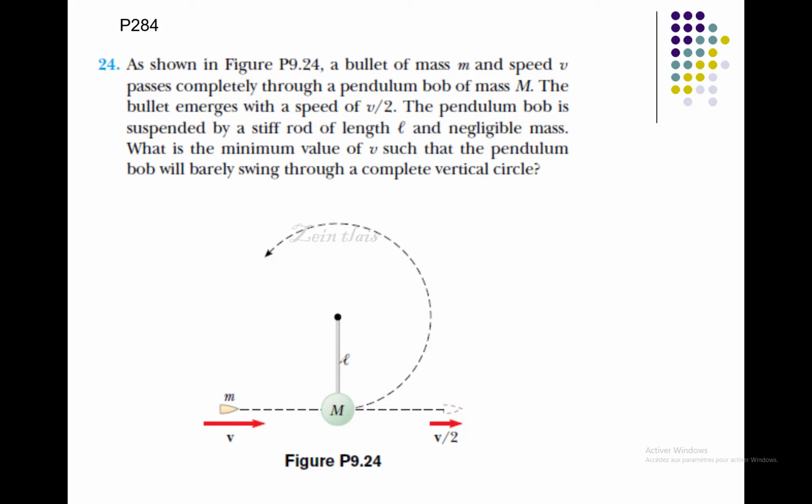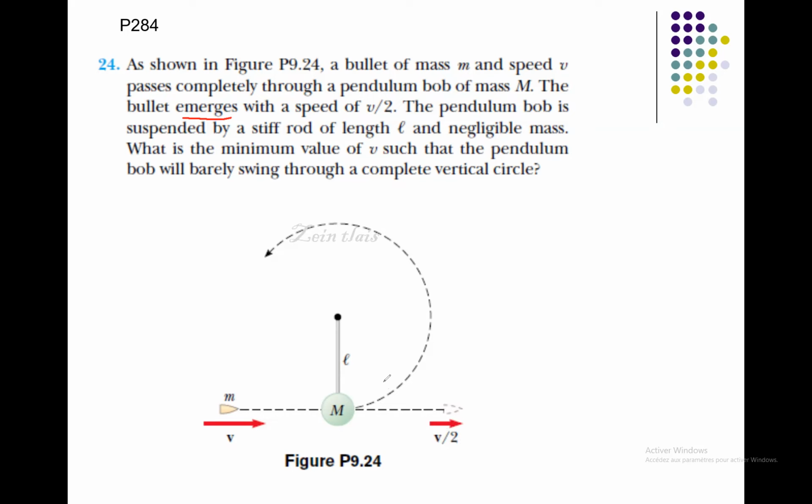Okay, the bullet emerges with a speed of v over 2. It means the bullet will go through the pendulum and emerges with a velocity equal to v over 2. Emerges means the velocity is going out, going out with a velocity equal to v over 2.